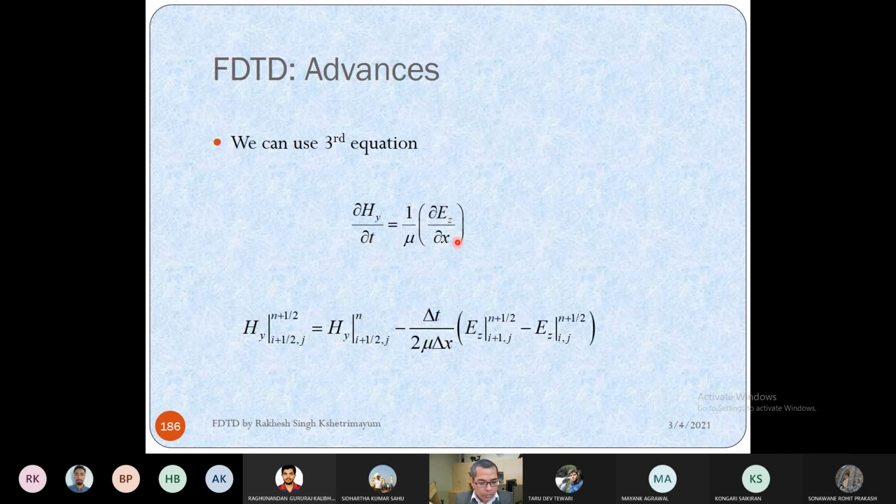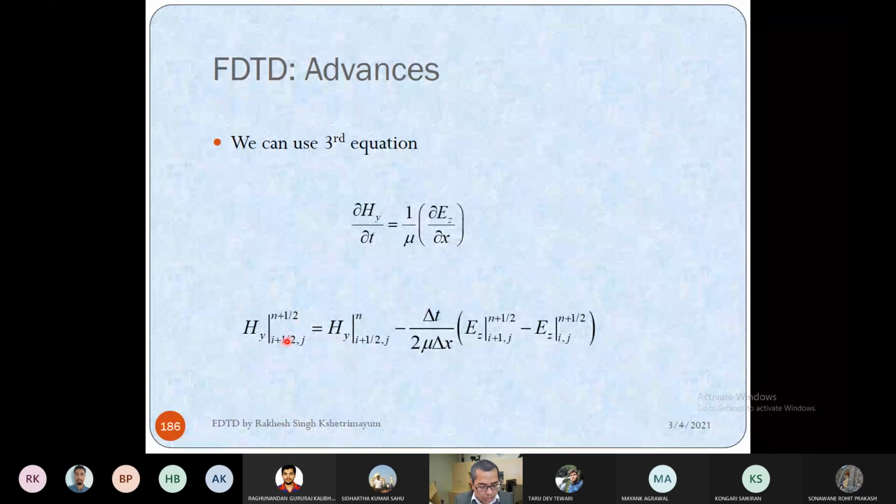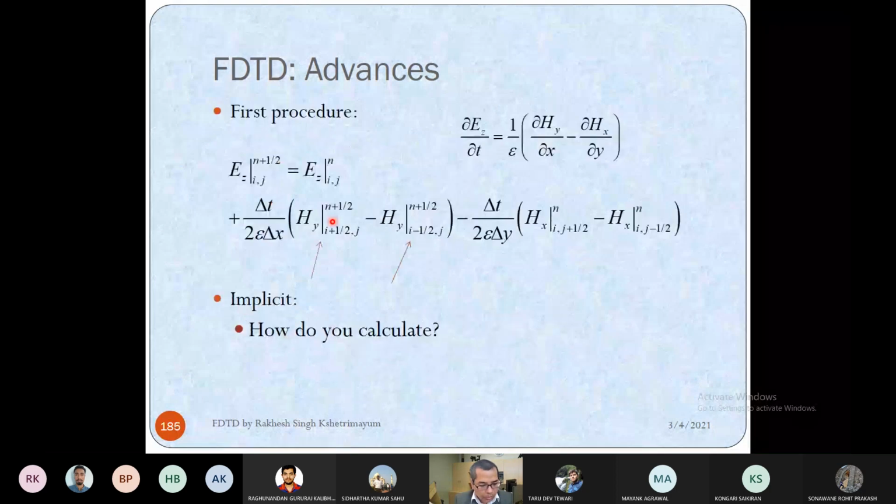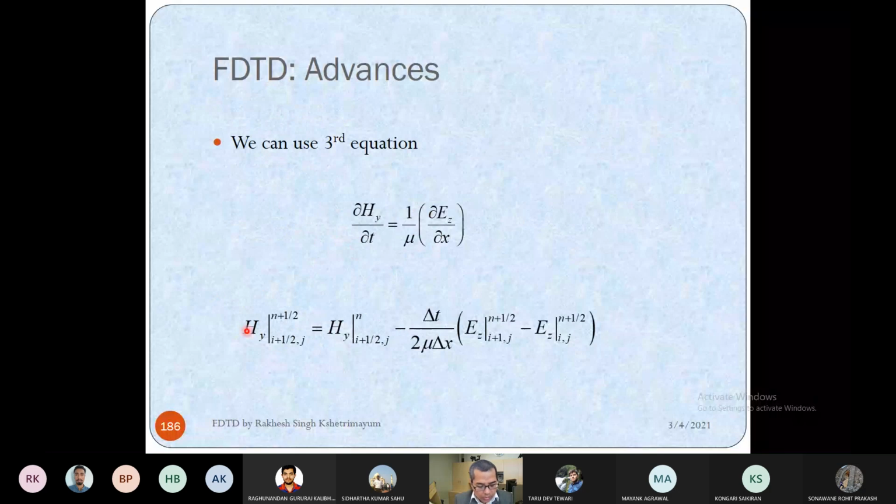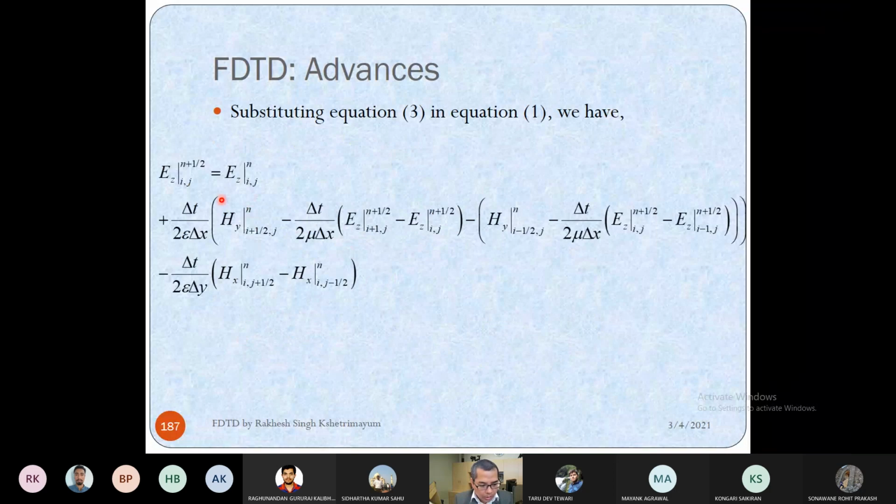You have the 2D TMz problem. So now you know the value of Hxy at n plus half. That is what we wanted to use in the previous equation. We do not know the value of Hxy at n plus half at location i plus half comma j and i minus half comma j. But we can use this third equation and plug it into the first equation. So finally, we have replaced Hxy at n plus half, i plus half comma j, and Hxy at n plus half, i minus half comma j.